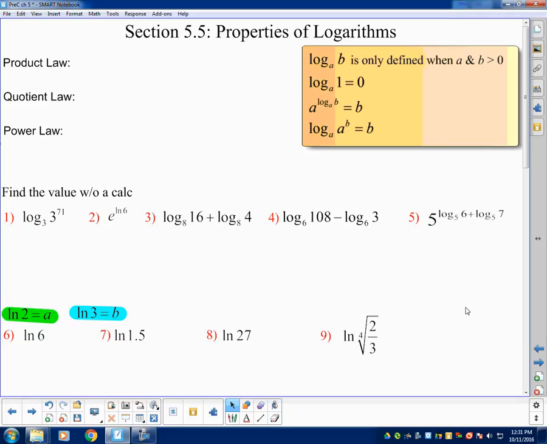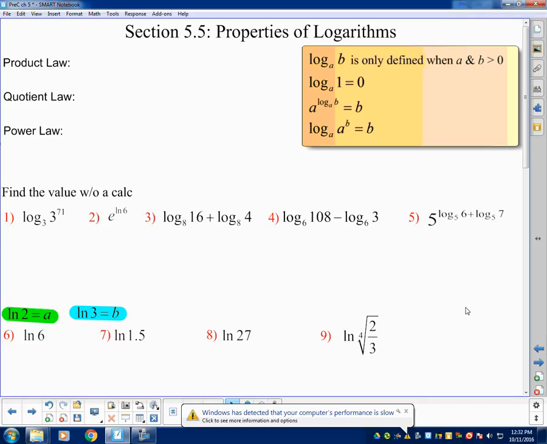But log base a of b is only defined when a and b are greater than 0. We mentioned that when we started talking about logarithmic functions. They are only defined when both the base and the argument are greater than 0. Log base a of 1 is 0. The reason for that is if you use the definition, a to the 0 is equal to 1. A to the log base a of b equals b.